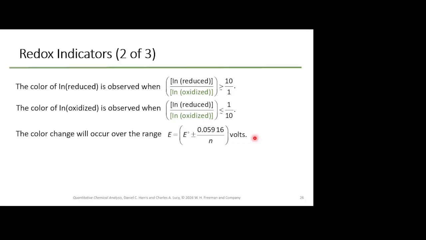Now, if your system is very sensitive, you need to keep this in mind whenever you're setting up these indicator systems. It's actually quite important, right? Because notice not all indicator systems are going to cover the same range of volts. It's going to depend on the number of electrons. And where it changes color is going to depend on the E naught. So if you need something that changes at 7 volts, then you need to pick something where the E naught is around 7, pretty close to 7.